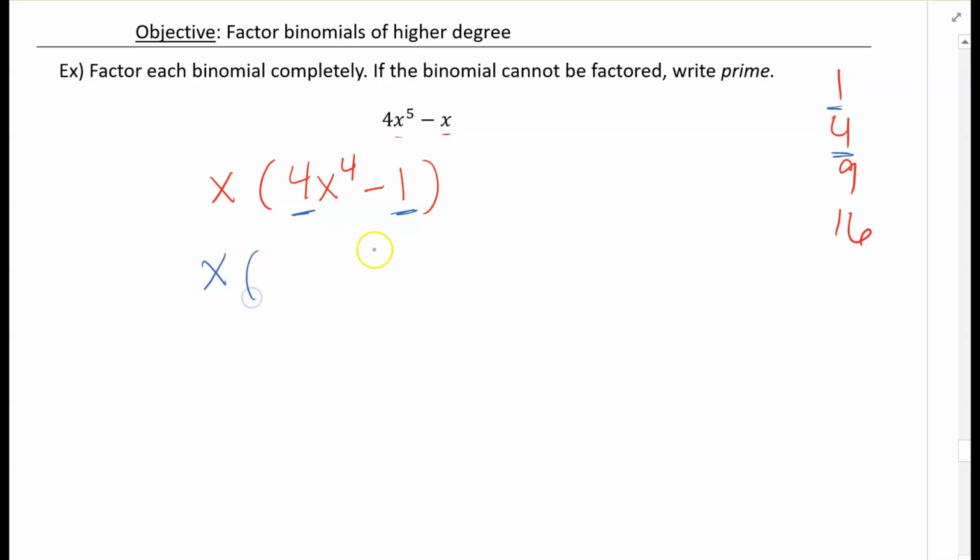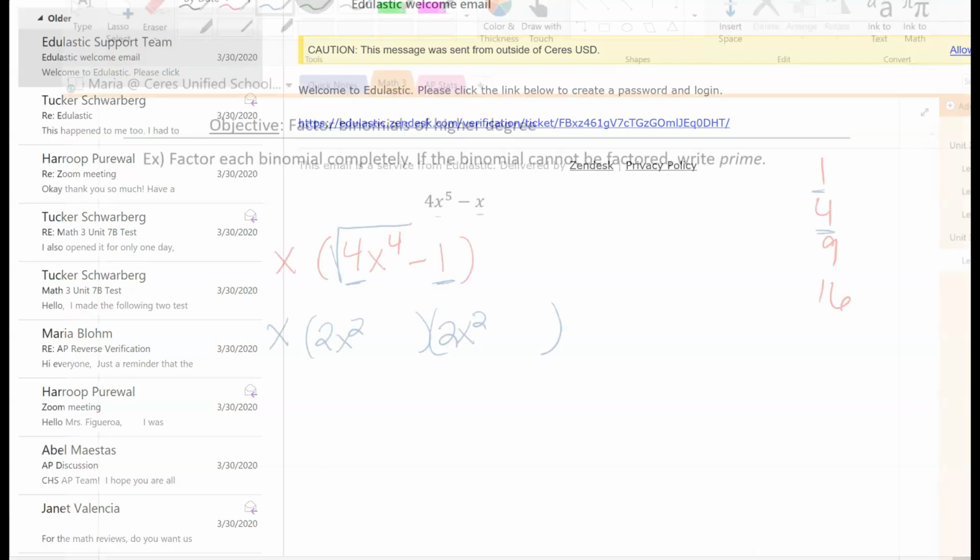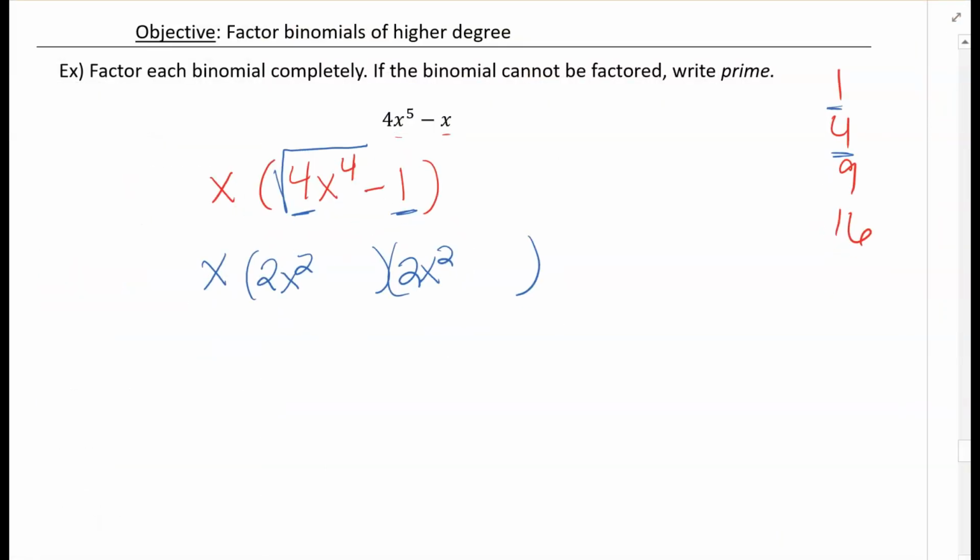So I'm going to split this into 2 binomials. If I take the square root of this, square root of 4 is 2, and then square root of x to the 4th is x squared. So this is going to be 2x squared. And then square root of 1, sorry guys, I clicked on my email on accident. Okay, so square root of 1, some people have issues sometimes recognizing the 1. So square root of 1 is 1. And then you need a plus and a minus.